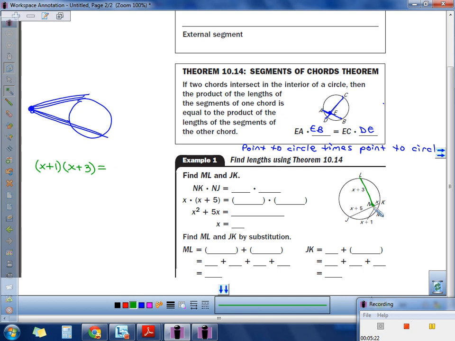I go back to that point, and how far is it from the point to the circle? It's x units long. Sometimes they give you a number, sometimes they don't. I don't really have to use parentheses there because it's just one term. But I need to finish out this chord. So I just did this little piece. Now I need to go the other direction. And that other direction is x plus 5. And that should be in parentheses because that's a group of terms.